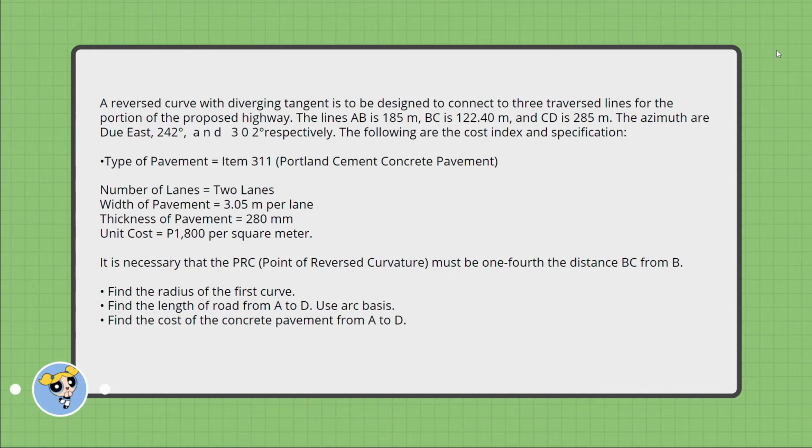The following are the cost index and specification. The type of pavement is item 311, Portland cement concrete pavement, number of lanes 2 lanes, width of pavement 3.05 meters per lane, thickness of pavement 280 millimeters, and unit cost 1,800 pesos per square meter. Take note that the PRC or point of reverse curvature must be 1/4 the distance BC from B. So find the radius of the first curve. Find the length of road from A to D using arc basis, and find the cost of the concrete pavement from A to D.